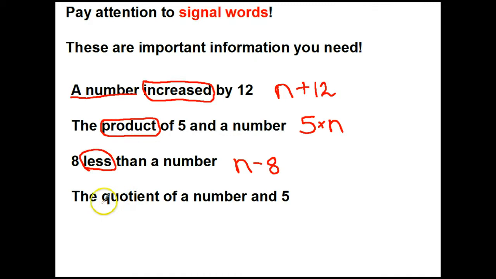In the last one here, we're talking about a quotient. We just did those not too long ago. A quotient, of course, is the answer you get when you divide. So the quotient of a number and 5. So this is going to be a number divided by 5.